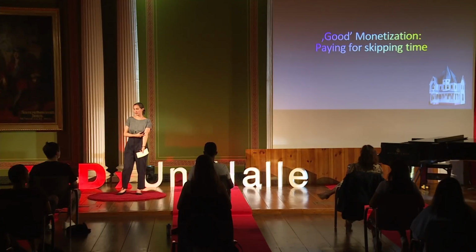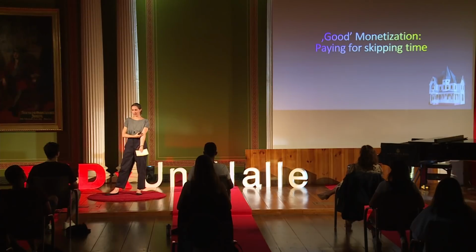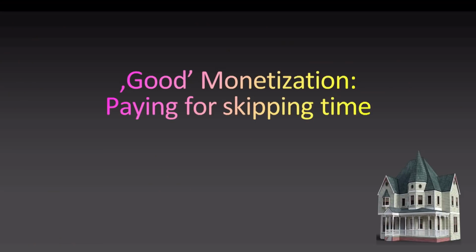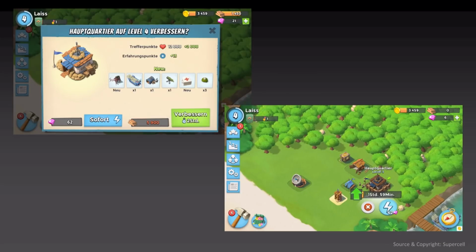Another strategy that was mentioned by a lot of interviewees was that of paying for skipping time. So having the players pay to get through the game quicker and skipping, for instance, tedious parts or just plain waiting, which you would also describe as kind of the using of players' impatience. I'd like to illustrate that with a little example.